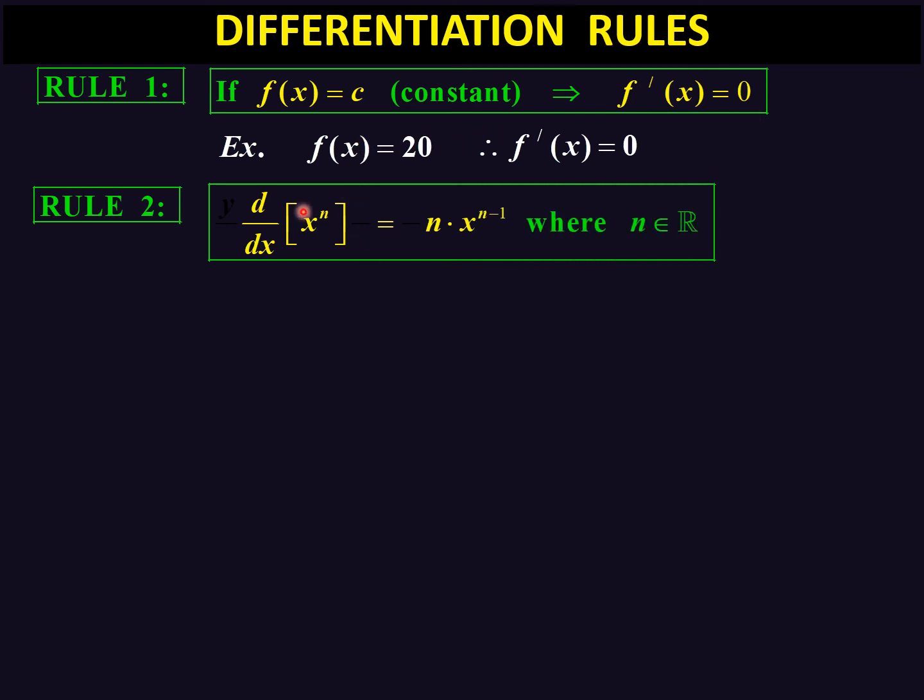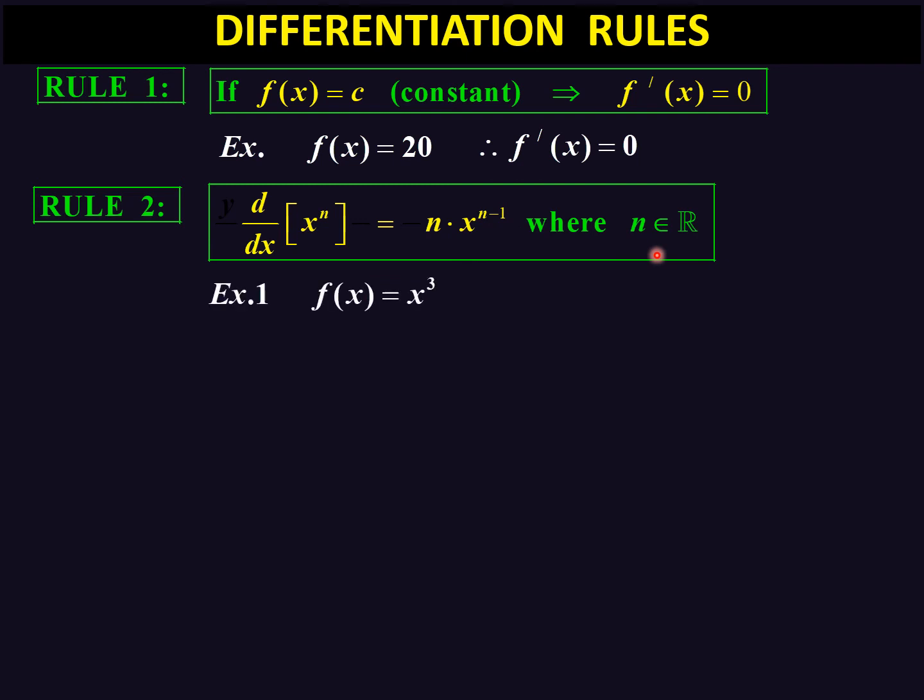Let's take d dx of a power. When you have a power, as we've seen from our first principles, x to the 3 became 3x squared. So x to the n becomes nx to the n minus 1, where n is any real number.